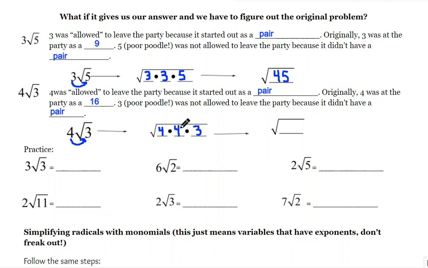So now I can multiply these together and find out my original answer. 3 times 4 is 12. 12 times 4 is 48. So my original answer was 48. That was my original problem.